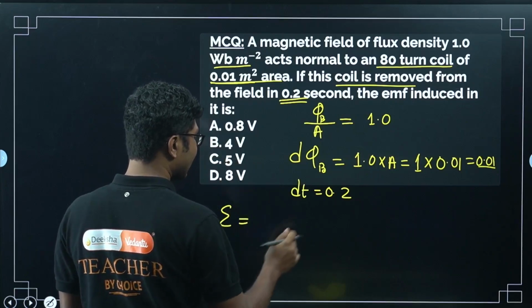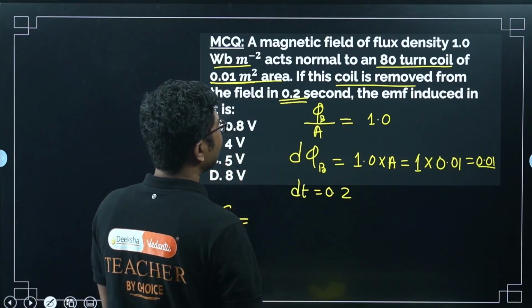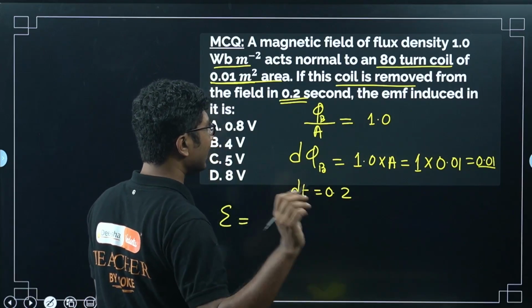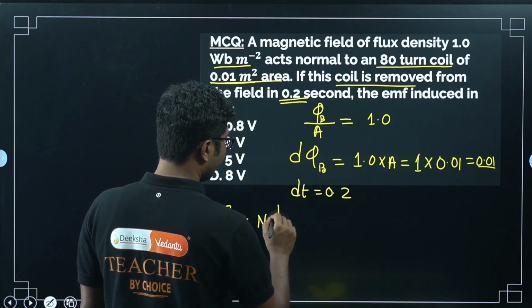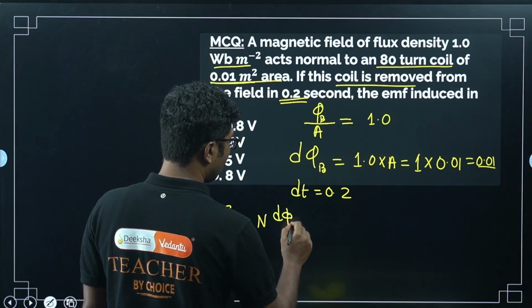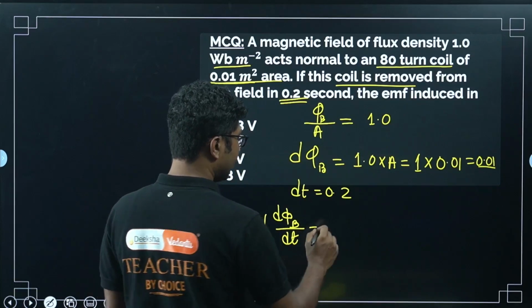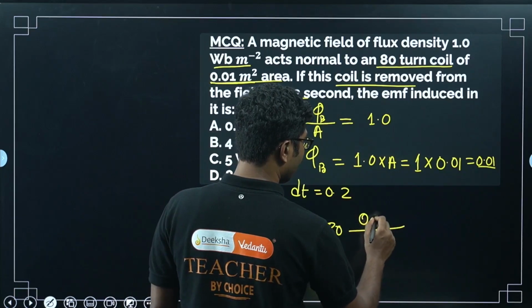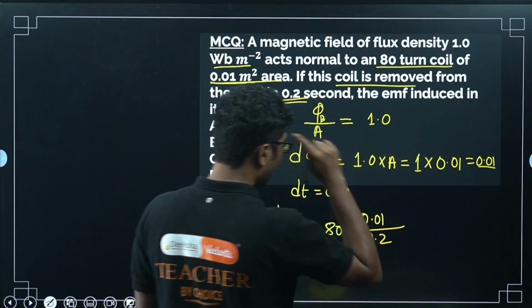Now we know that induced EMF, magnitude wise, we do not take the negative sign when they have only asked you to find the value of induced EMF. We generally do not consider the negative sign. So now let us put the value: N d phi B by dt. Simple. So N is 80, d phi is 0.01 and dt is 0.2, right?